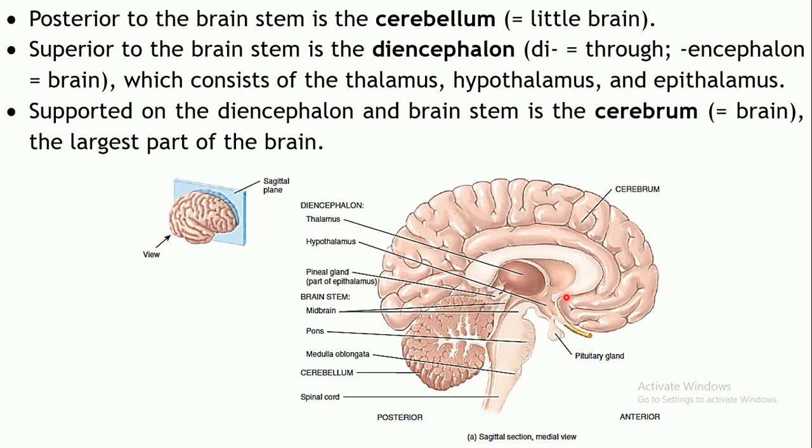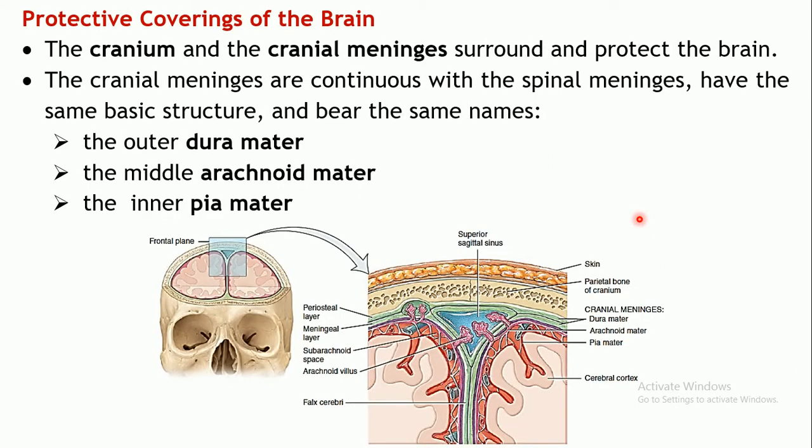And supported on the diencephalon and the brain stem is the cerebrum. The actual meaning of this word cerebrum is brain. So that's the largest part of the brain and the main part of the brain. Okay, so we'll be discussing all these parts in detail in the upcoming videos.